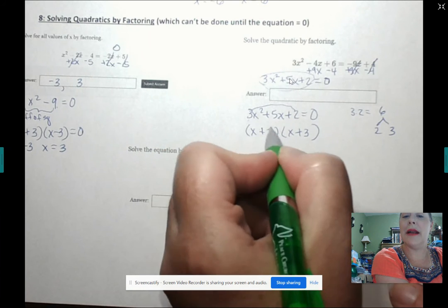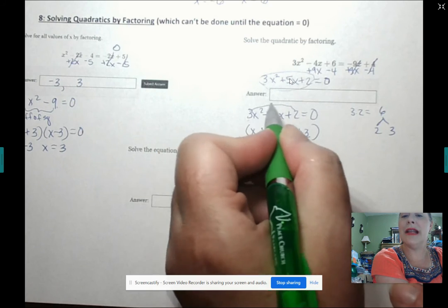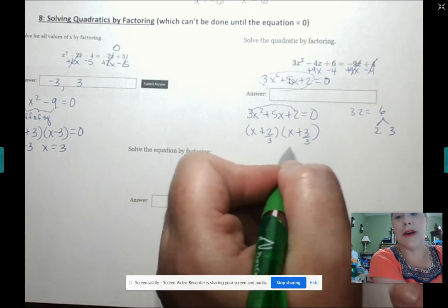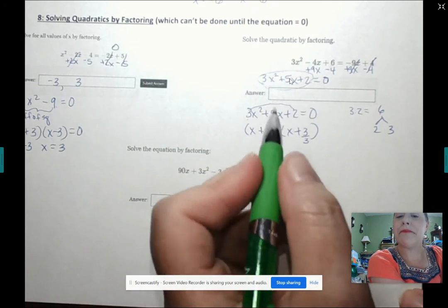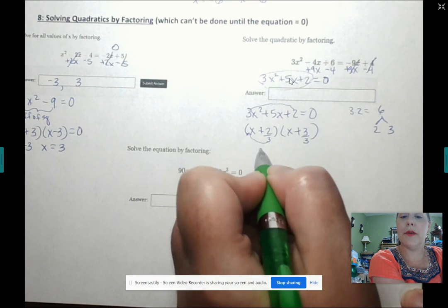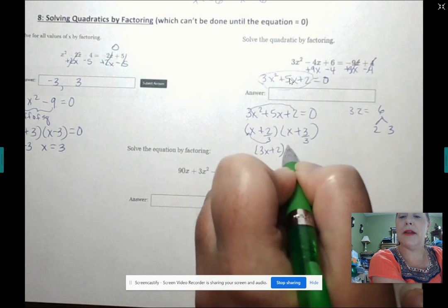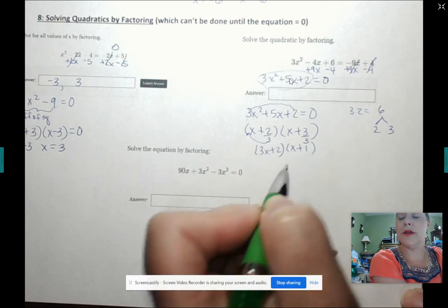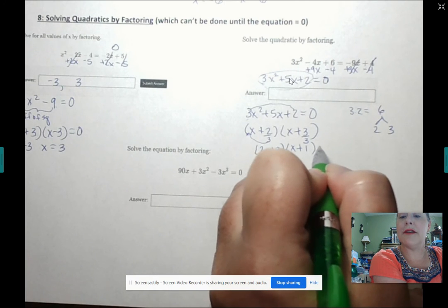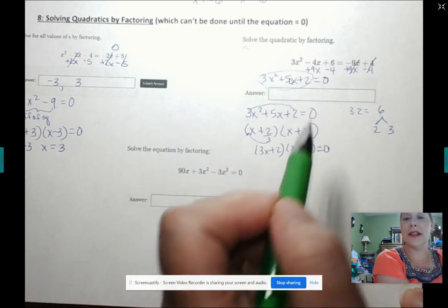But I need to divide by my a value to get the correct factors. Remember, when you slide the 3 over, you've got to remember to divide it back out. 2 does not divide by 3, so that is going to be the factor where the 3 gets brought to the front. 3 does divide by 3, so that factor is going to reduce to just 1. Now here's the final step. We still have to solve for x. This is a solving, not just a factoring.